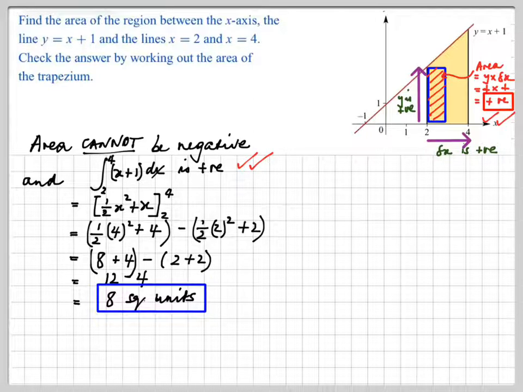That's it. And I'm not going to say plus 8 square units, because that would indicate that I was putting a sign on it. I just don't want it to be negative. It's a number, okay? There it is.